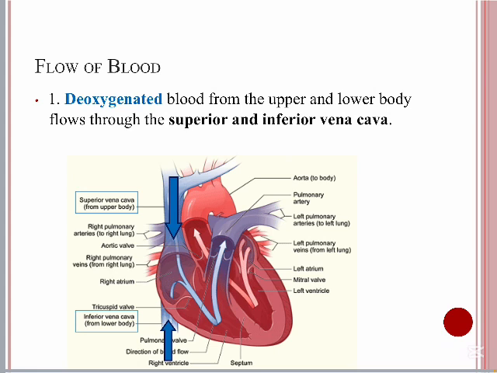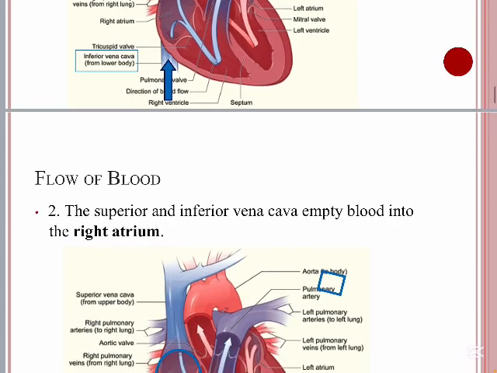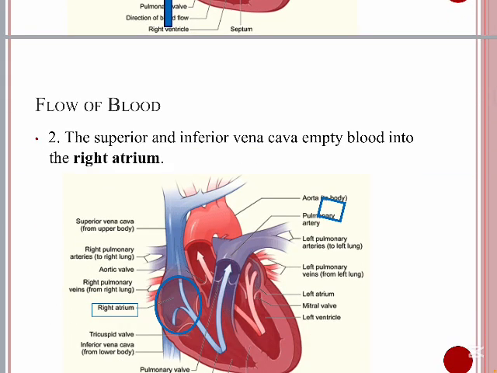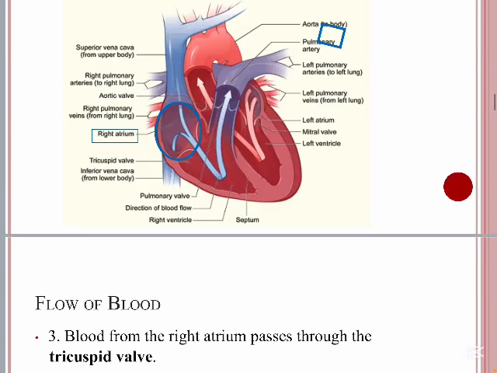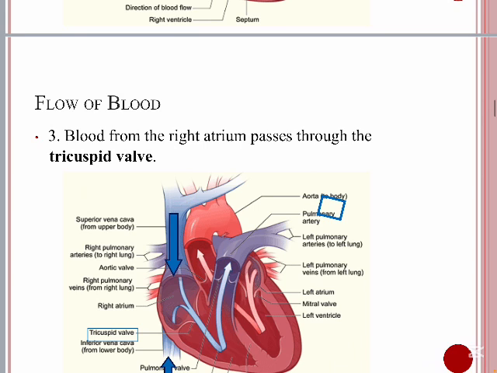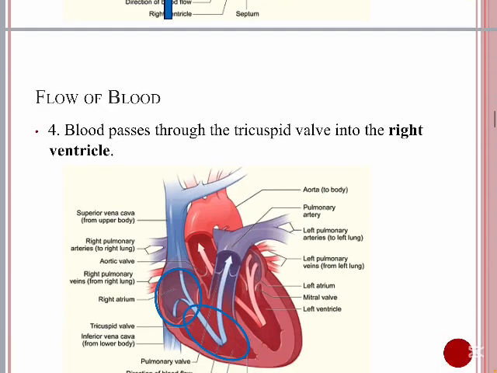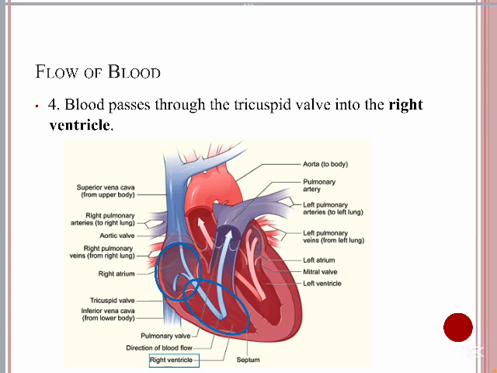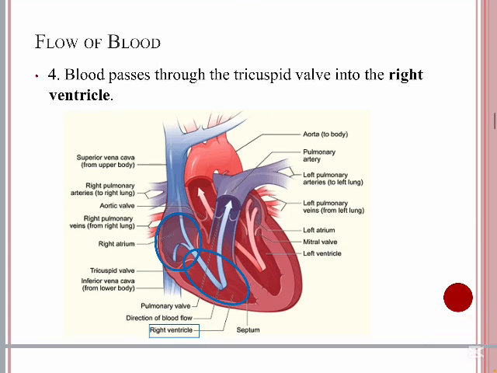Flow of blood. Number 1, deoxygenated blood from the upper and lower body flows through the superior and inferior vena cava. Number 2, the superior and inferior vena cava empty blood into the right atrium. Number 3, blood from the right atrium passes through the tricuspid valve. Number 4, blood passes through the tricuspid valve into the right ventricle.